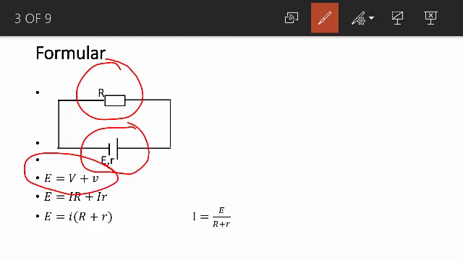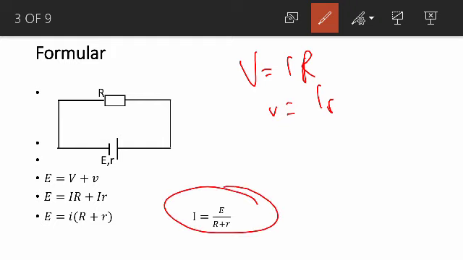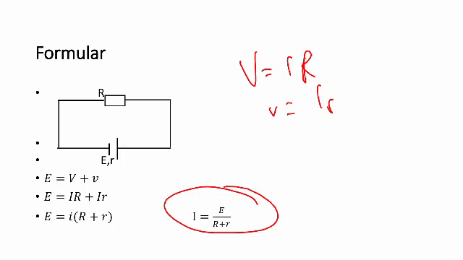So with that we now have that E is equal to IR plus Ir. According to Ohm's law, V is equal to IR, and the small v is equal to I small r. So at the end of the day, you can see that the current supplied is going to be E over R plus r, that is, over the load resistance plus the internal resistance. The small r represents internal resistance, the big R represents the load resistance, E is the EMF of the cell, and I is the current.